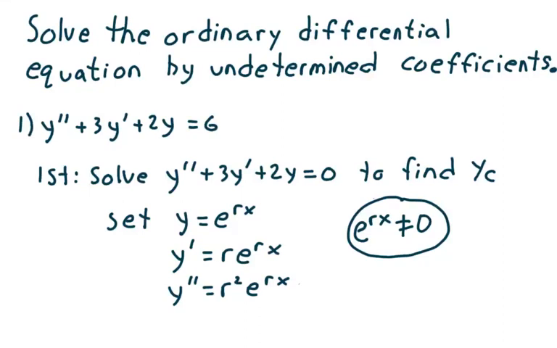The directions say to solve the ordinary differential equation by undetermined coefficients. Let's take a look at example 1. Suppose we are given y double prime plus 3y prime plus 2y equals 6.